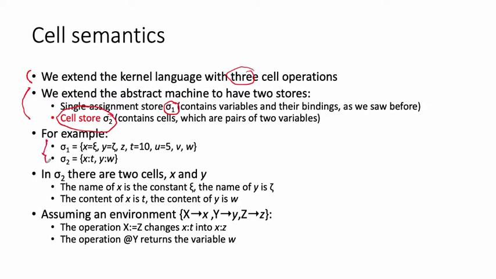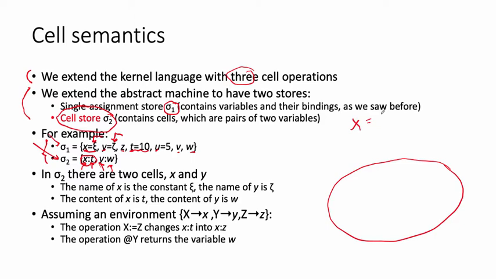So here's an example. So sigma 1 contains variables x, y, z, t, u, v, w, and the variables can be bound to values. T is equal to 10. X is equal to this funny Greek letter, xi, which is actually the name of a cell. It's a constant. Y is equal to zeta, which is also the name of a cell. And then sigma 2 is the cell store, where you have a cell x, whose content is t, and another cell y, whose content is w. So let me make this clear with a picture. Let me do now x is equal to new cell 0.